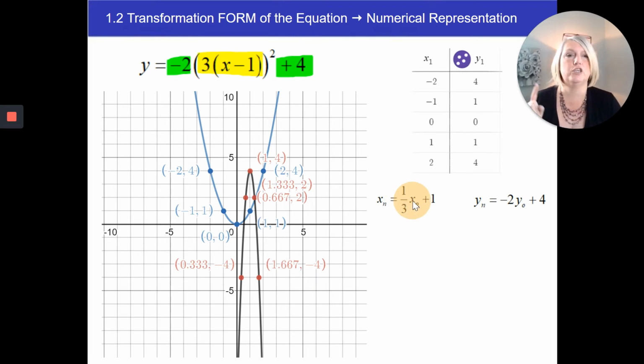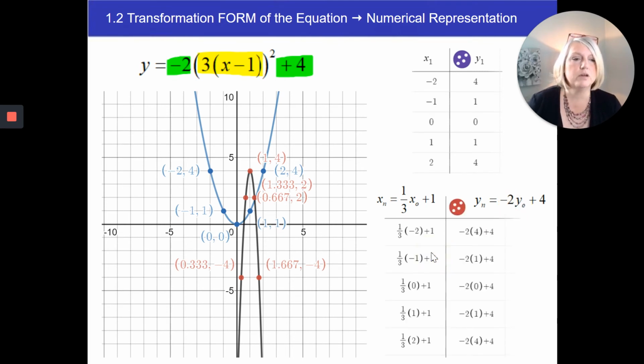And then I shifted to the right 1. So that's my +1. That's how I'm changing the old anchor point to get the new x value of the anchor point. So this is my transformation rule for the x's. And then over here, the y's, I flipped it. That's the negative. I made it twice as tall, scalar by 2. And then I shifted it up 4, so I add 4 here. So notice the difference between them. Remember, this is the opposite, whereas this was exactly the same.